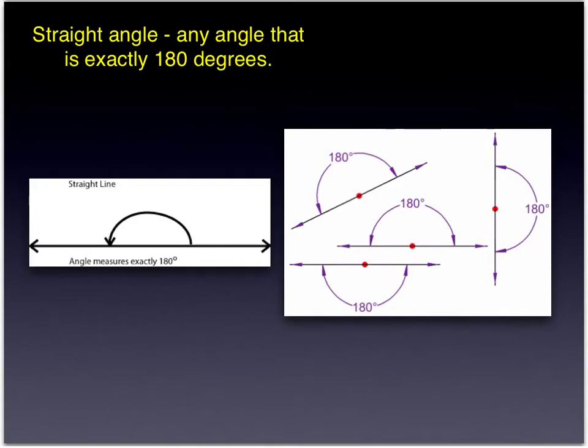And we have our straight angle, any angle that is exactly 180 degrees. So here's all of our examples. No matter which way it's turned, the bottom of the circle, the top of the circle, up vertical or diagonal, any angle that measures exactly 180 degrees. So our measurement equals 180 degrees.